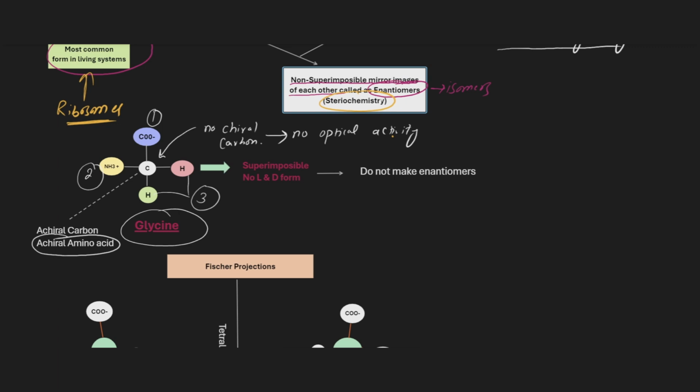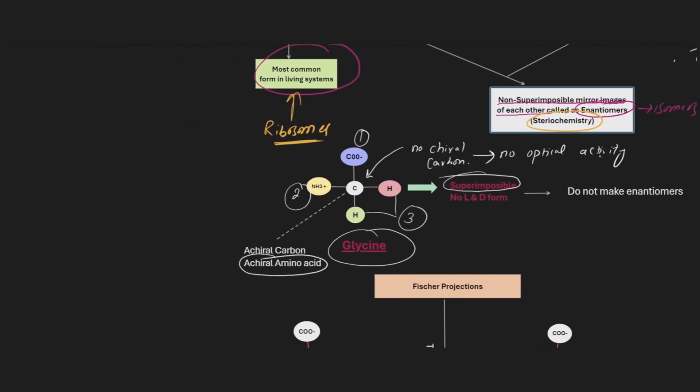So as glycine is not a chiral amino acid, it is not going to exhibit the property of optical activity. And definitely, if it doesn't have a chiral center, it is not going to make any non-superimposable mirror images. Rather, it will make superimposable mirror images. How? Let's look into this.